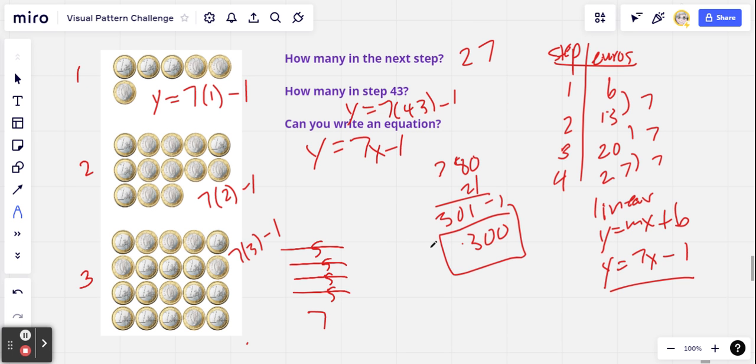Well, how did that go for you? Did you get 27 for step 4? Did you see that this was a linear equation?